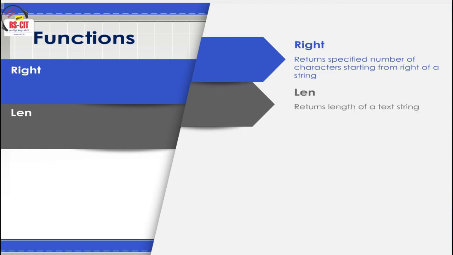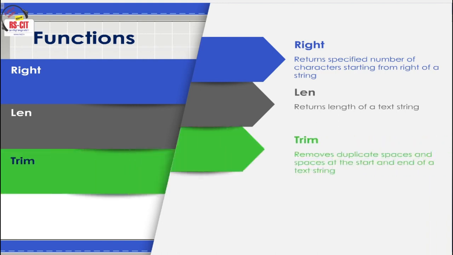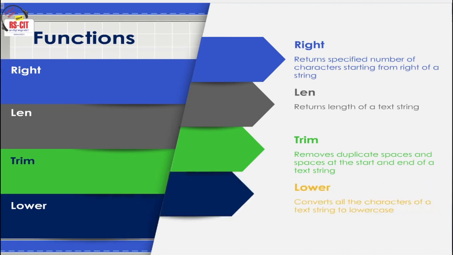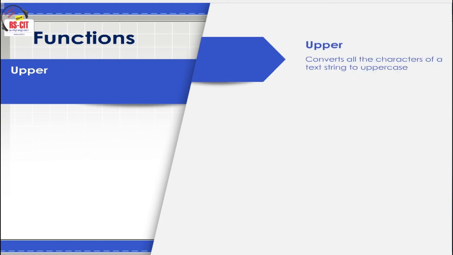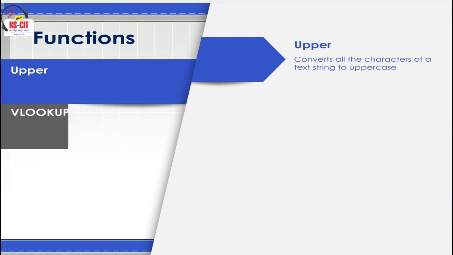Function LEN. Result: returns the length of a text string. Function TRIM. Result: removes duplicate spaces and spaces at the start and end of a text string. Function LOWER. Result: converts all the characters of a text string to lowercase. Function UPPER. Result: converts all the characters of a text string to uppercase.